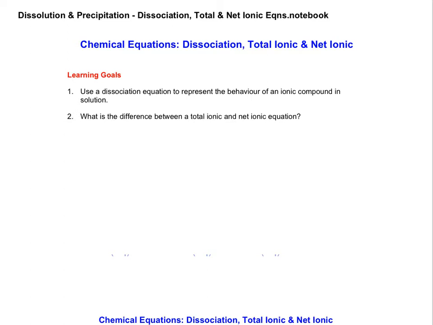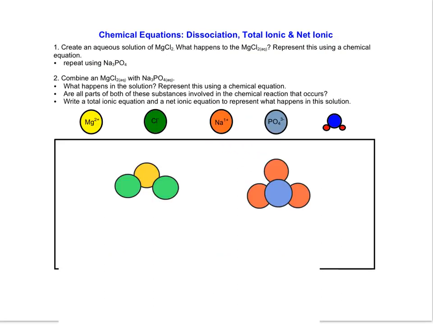And so one of the learning goals is to learn how to use a dissociation equation to represent what an ionic compound is doing or has done in solution. And we also want to find out what the difference is between a total ionic and a net ionic equation. So to explore these concepts, we're going to create diagrams using this legend.